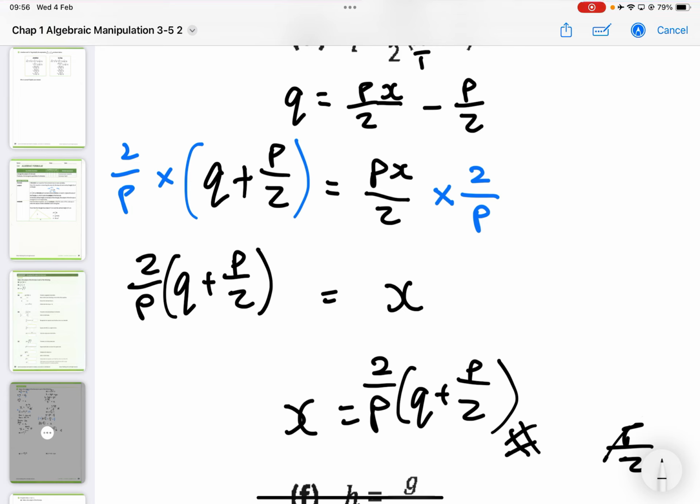Looks very scary. A fraction multiplied by a bracket. End of the day it is a fraction multiplied by a bracket.